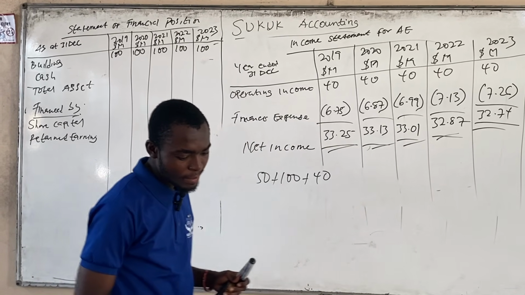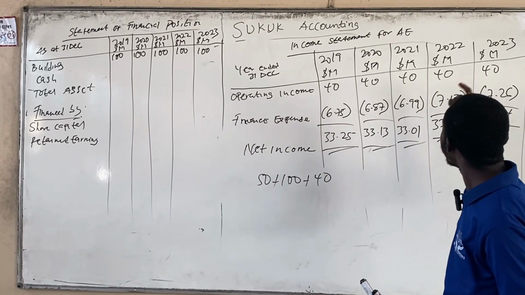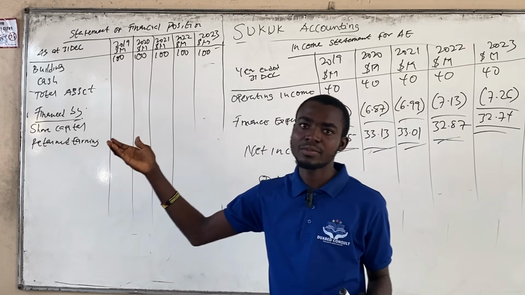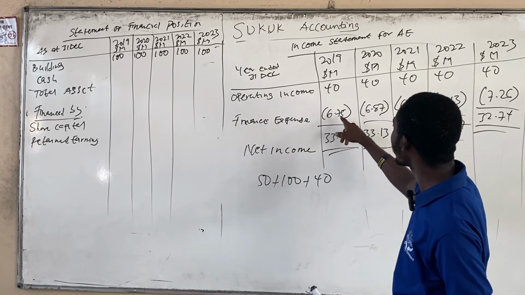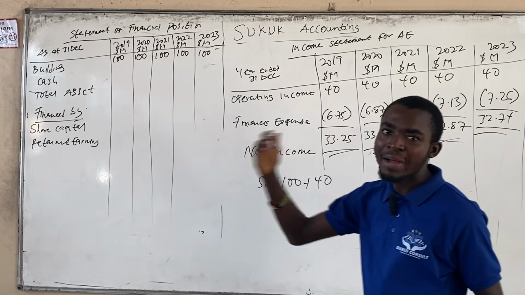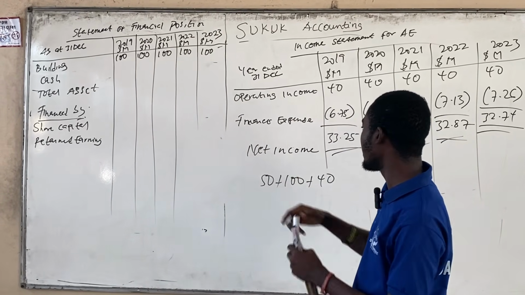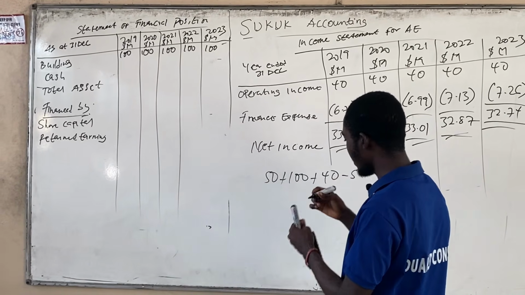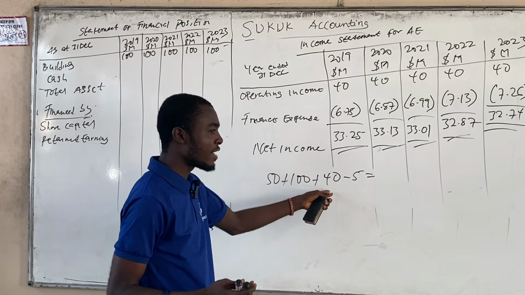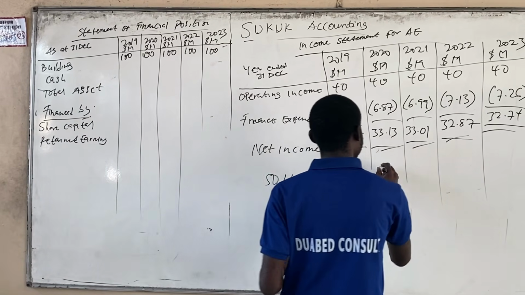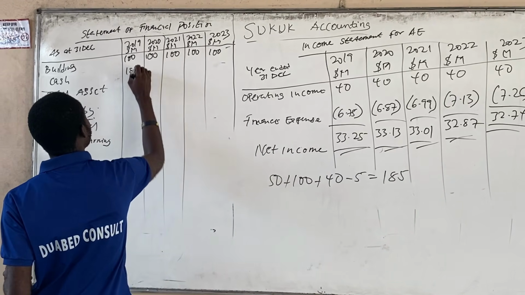After the 40, the organization made a cash payment of 5 million. Although the finance expense for the first year was 6.75, they paid only 5 million. So since they are paying 5 million, we deduct the 5 million from their cash balance, so minus 5. And then 50 plus 100 plus 40 will give us 190, minus 5 will give us 185. So the cash balance for the first year is 185.